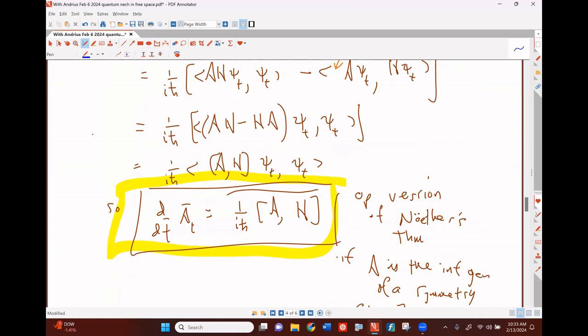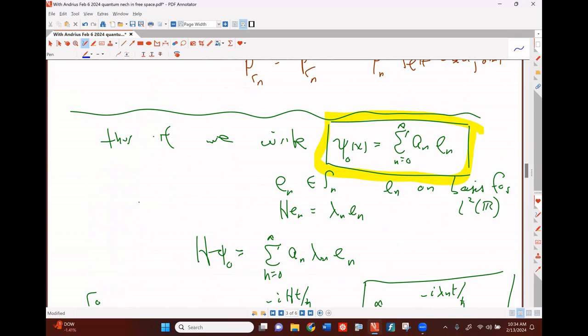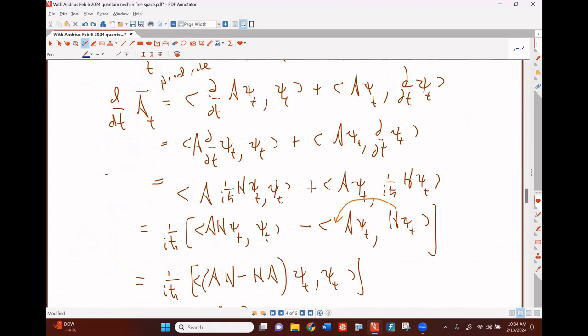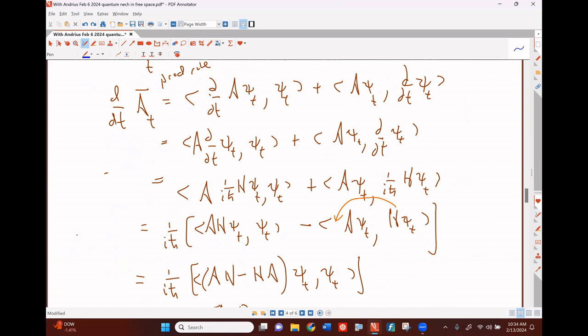Why does H give you the time evolution? Because of this right here. I'm curious where the i over h-bar comes in. Well, we're down at the Lie algebra level here, so we don't have the U operator. We're taking the derivative with respect to time, and that's where the i over h-bar is coming in. Okay, yeah, that's right.